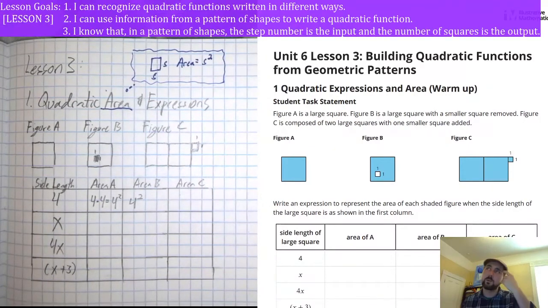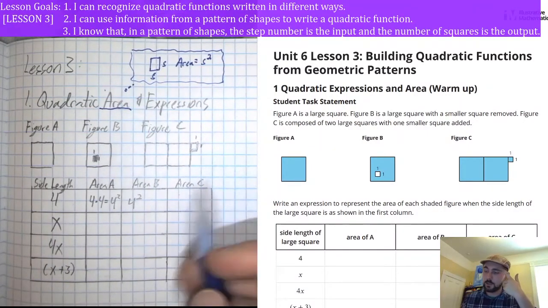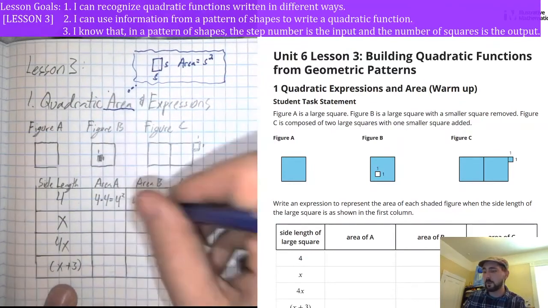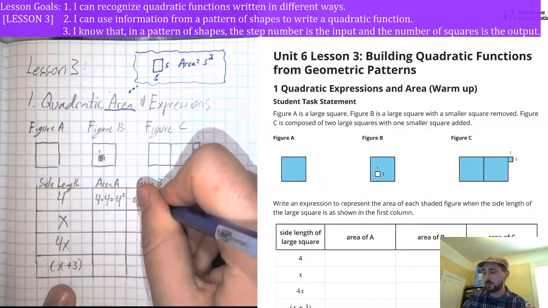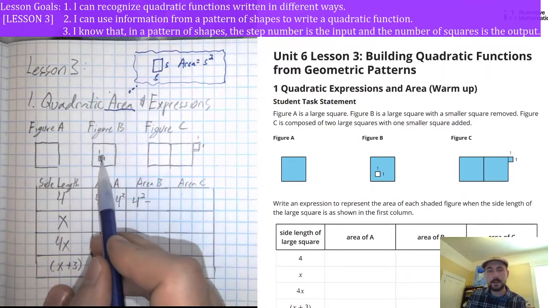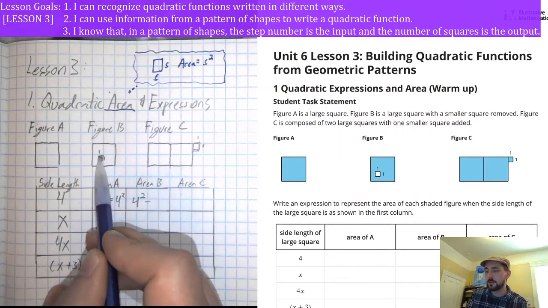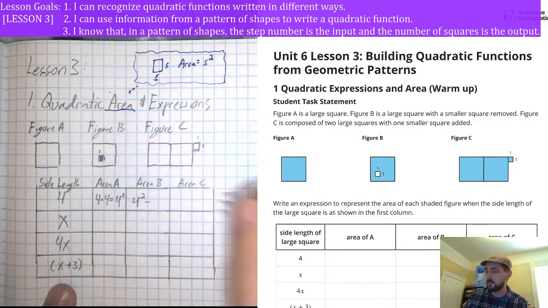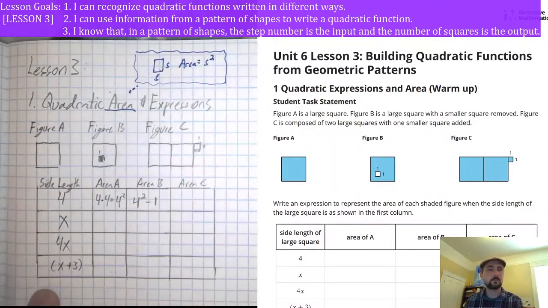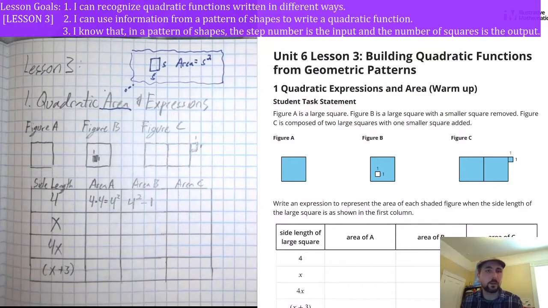And so we have to think, okay, what does that mean mathematically, right? In terms of symbols, if 1 square is being pulled out, that means it's being subtracted. So we're subtracting the area of this little square right here. Remember, the area of this little square is just 1 times 1, which is 1. So we're pulling out 1 square out of the middle.